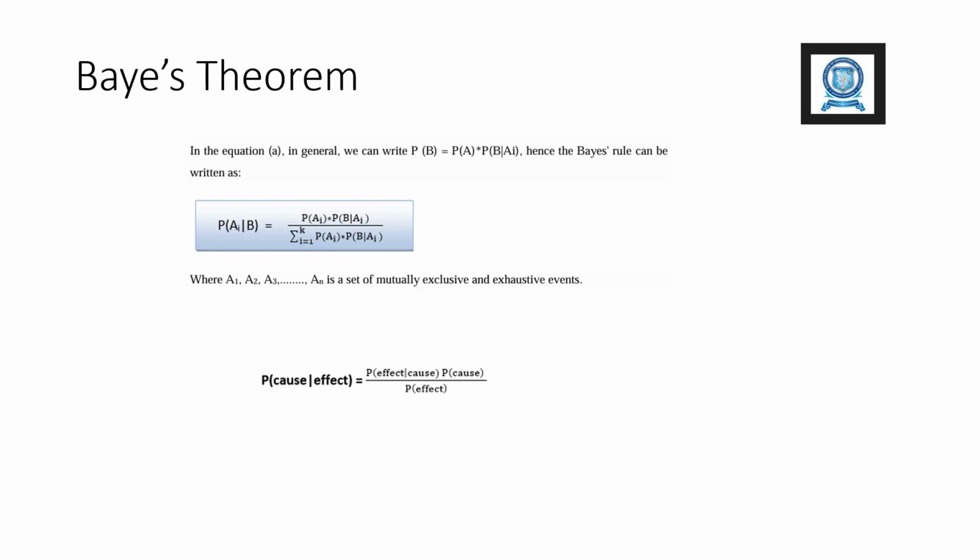In the equation, in general, we can write P(B) = Σ P(Ai) P(B|Ai). Hence, the Bayes' rule can be written as P(Ai|B) = P(Ai) P(B|Ai) / Σ (i=1 to k) P(Ai) P(B|Ai), where A1, A2, A3 up to An is a set of mutually exclusive and exhaustive events. So, probability of cause given effect is equal to P(effect|cause) × P(cause) divided by P(effect).